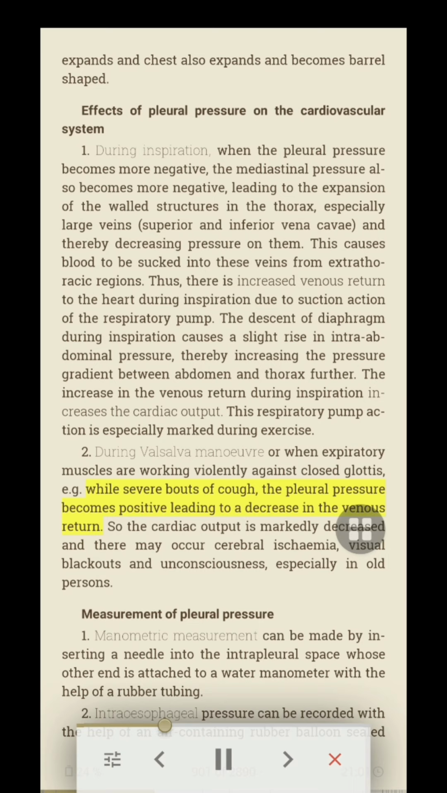During severe bouts of cough, the pleural pressure becomes positive, leading to a decrease in the venous return. So the cardiac output is markedly decreased and there may occur cerebral ischemia, visual blackouts and unconsciousness, especially in old persons.